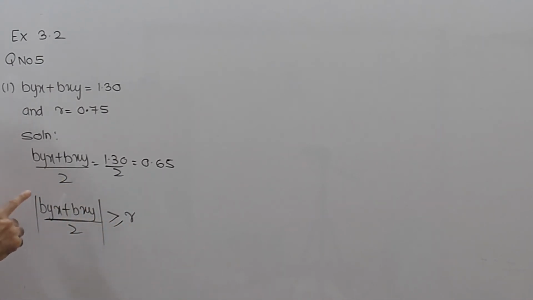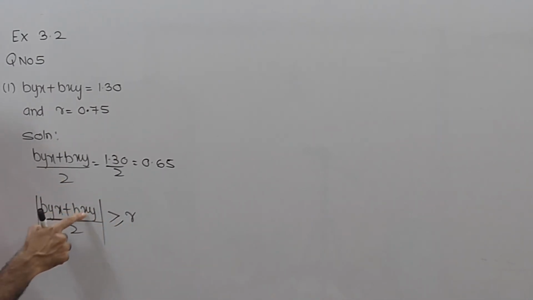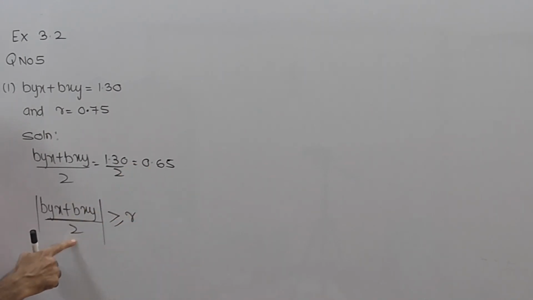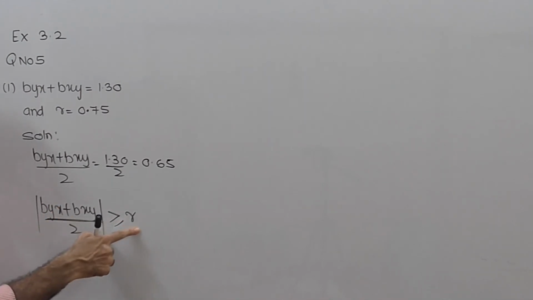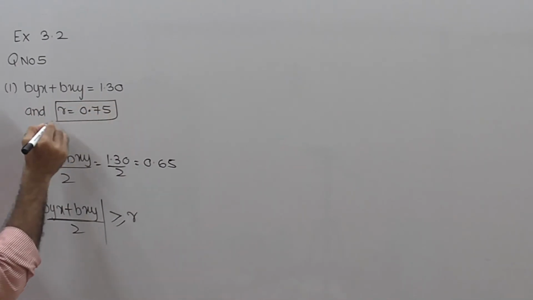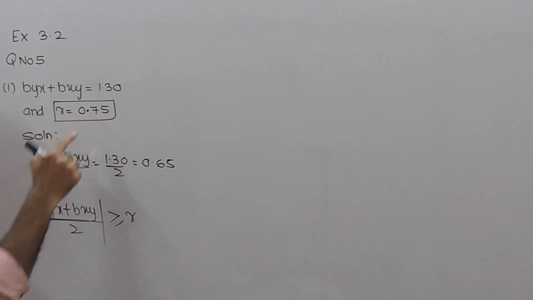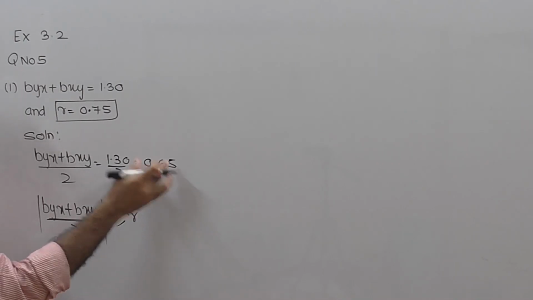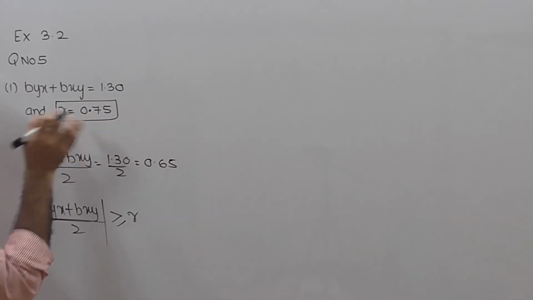So now if you try to analyze, can I say that byx plus bxy upon 2, taking the modulus, maintaining it as positive, the answer is 0.65. So this answer has to be more than r. But what is the value of r given in the question? The value of r given in the question is 0.75. Byx plus bxy upon 2, the answer is 0.65 and r is 0.75.